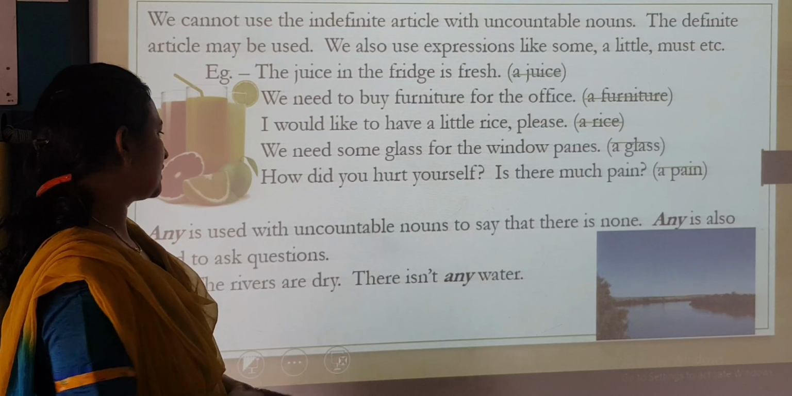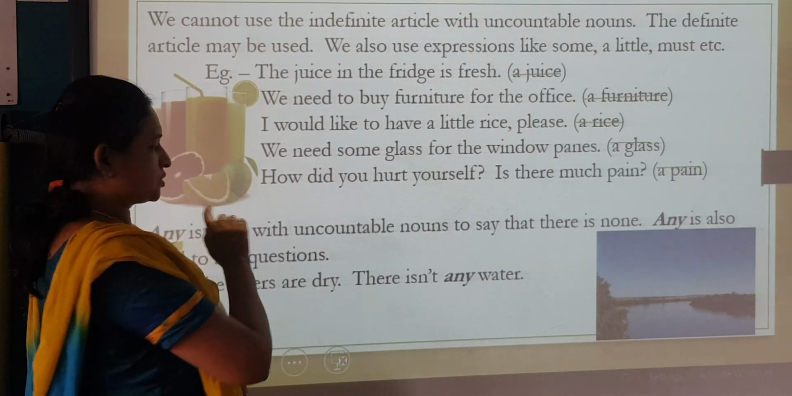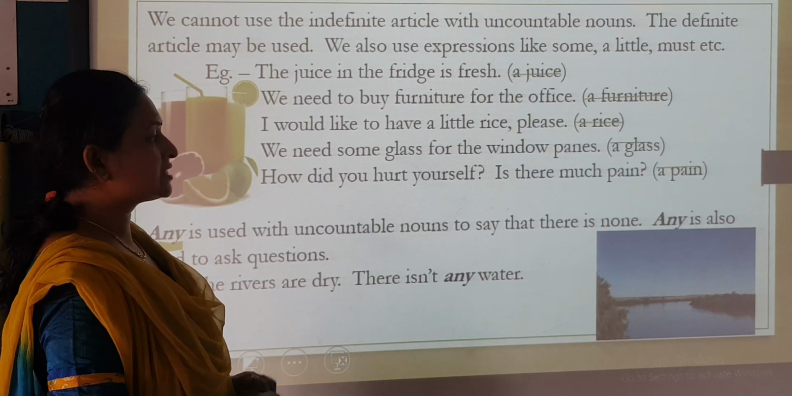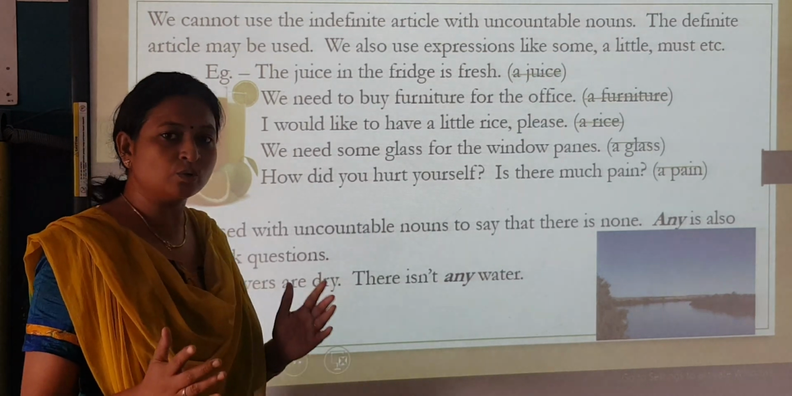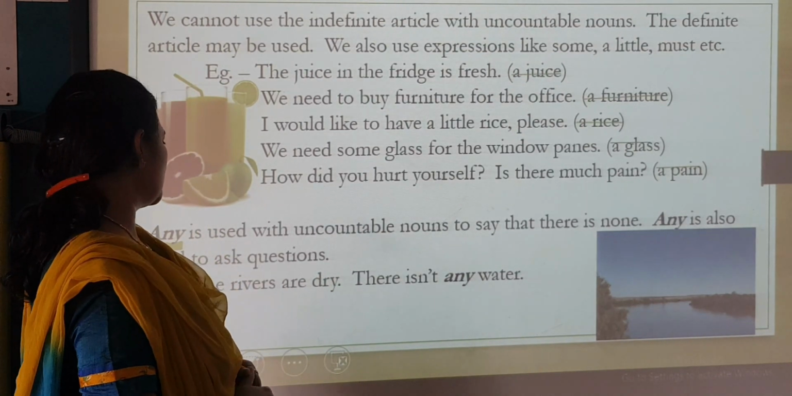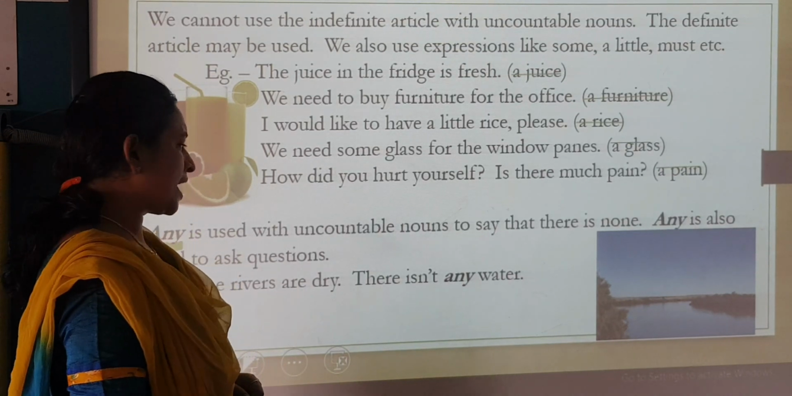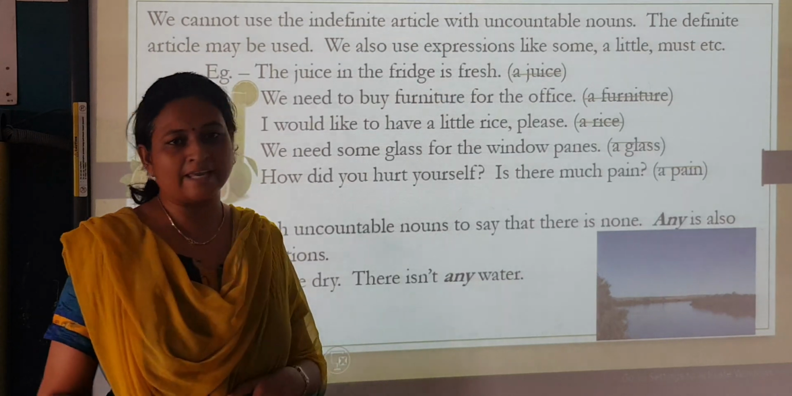Any is used with uncountable nouns. Okay, any is used with uncountable nouns to say that there is none. Any is equal to none. Any is also used to ask questions. The rivers are dry. There isn't any water.